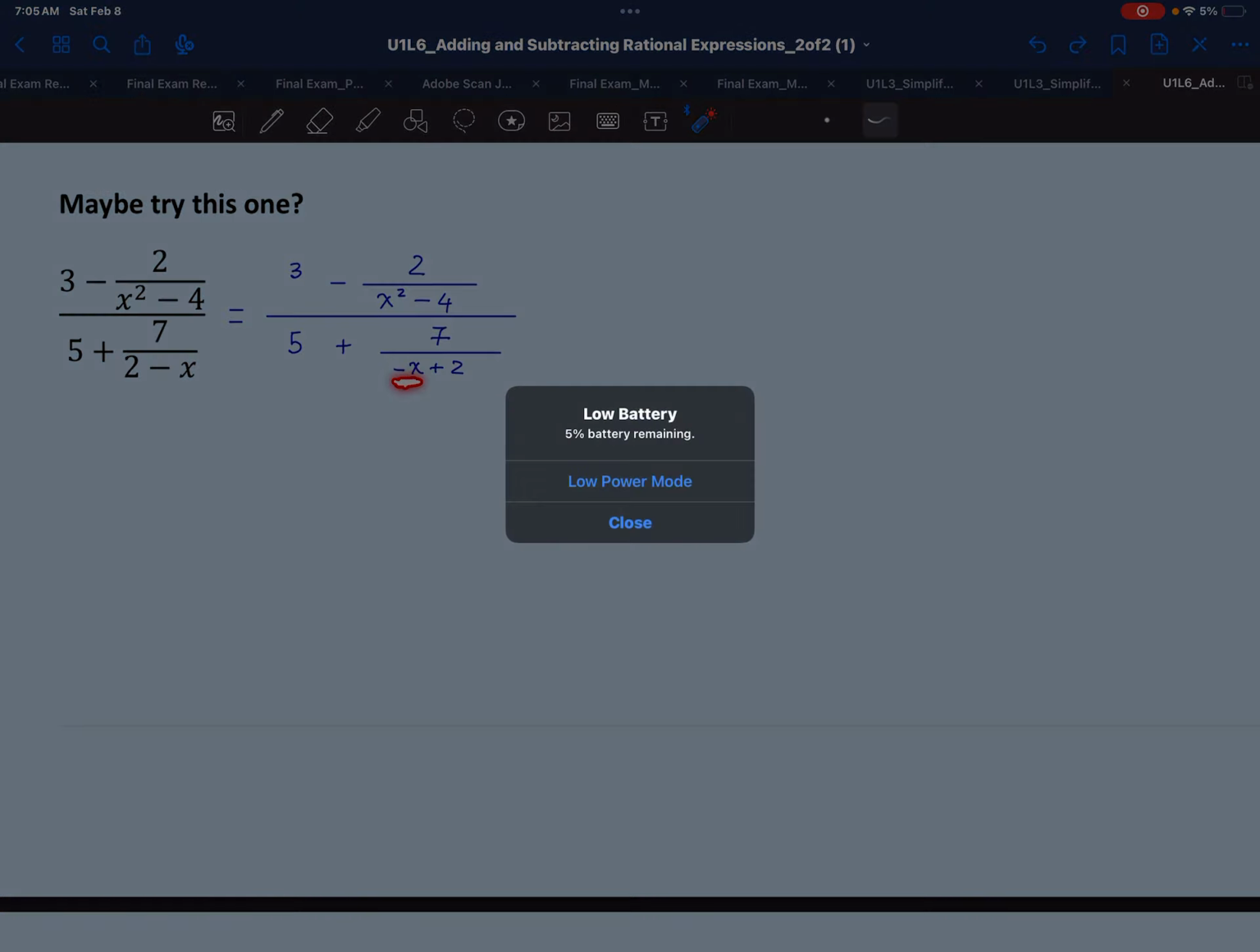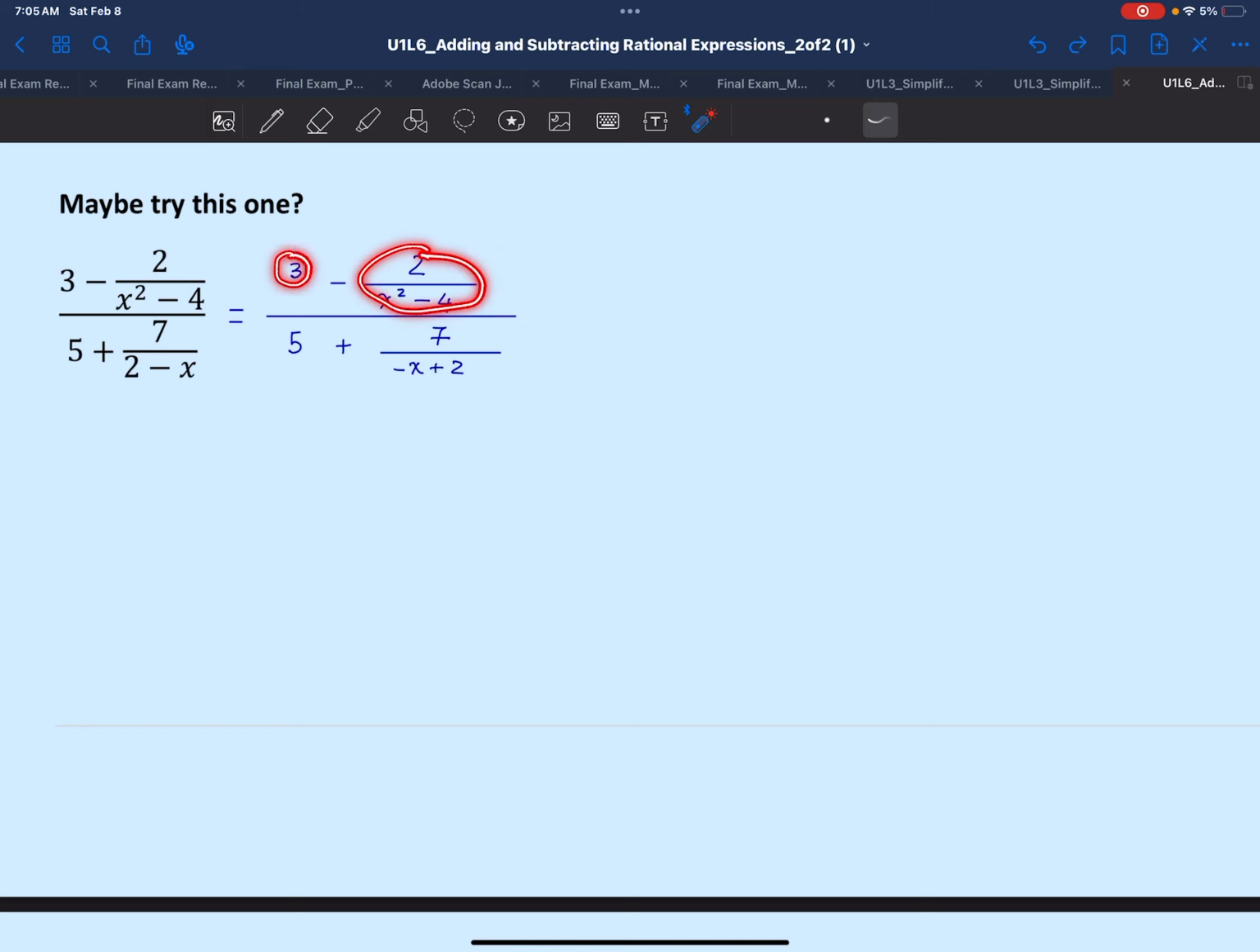In the next step, we are going to combine these two terms. As you can see, this is a rational term, and this is a monomial. So we're going to combine by making the denominators the same. The numerator here has the lowest common denominator of x squared minus 4. So we're going to give the number 3 a denominator of x squared minus 4 and multiply the numerator by the same thing. And then minus, nothing will change for the moment with this second term.